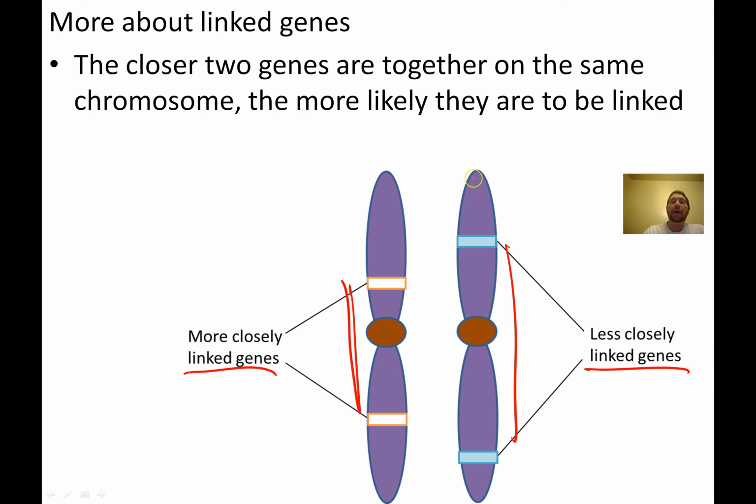On the flip side, if you have a gene here and you have a gene here, even though they're on the same chromosome, you may not find the trait caused by these genes to be very linked because they're so far apart from each other on the same chromosome. And the reason for this is a process called crossing over, which we're going to cover next.